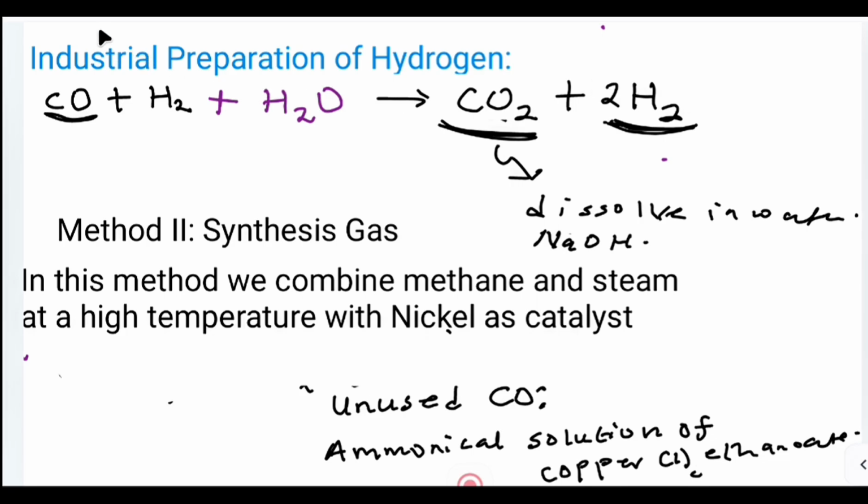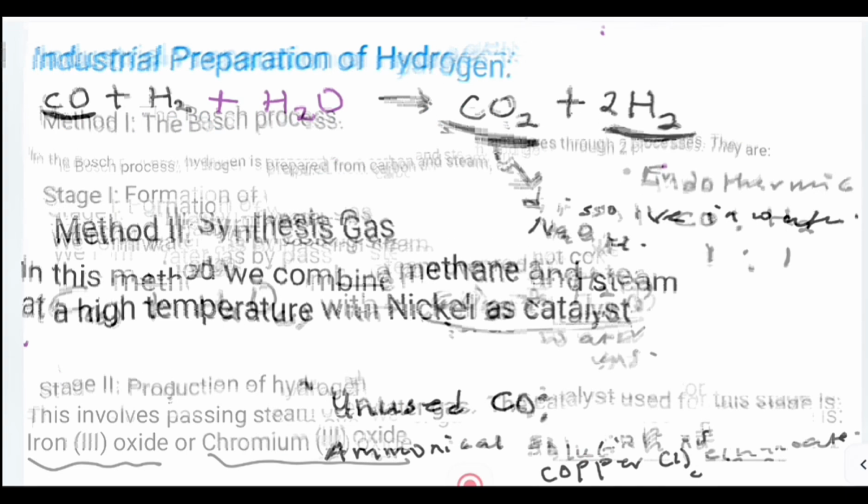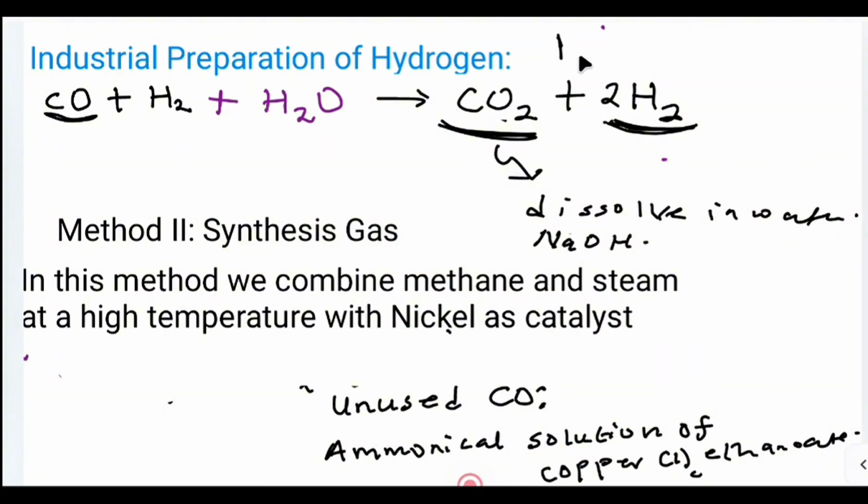remember that in the Bosch process, stage 1 was endothermic. So stage 2 is going to be exothermic, just so that things are balanced. If in the first stage you absorb energy, in the second stage or the final stage, you should give out the energy you absorb. Okay, so that's the Bosch process. Again, feel free to pause the video at any point and make your notes.